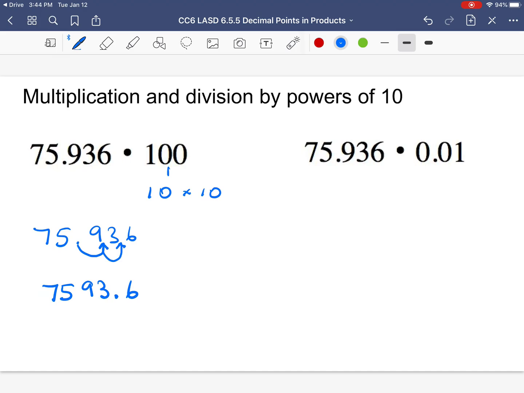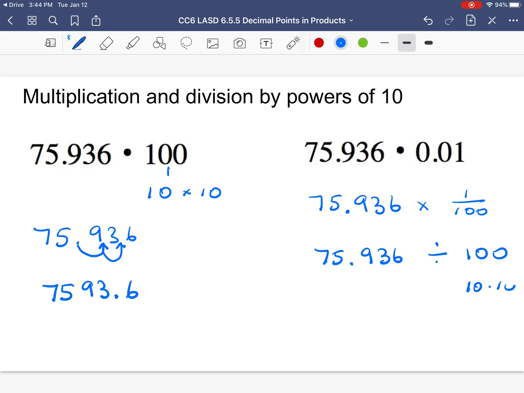So let's look at 75.936 multiplied by 0.01. That's equivalent to multiplying by 1/100th, and that's equivalent to dividing by 100. And we're going to move to the left, and 100 is equivalent to 10 times 10. So we'll move 2 times to the left, because we're dividing by 10 and dividing by 10 again. And we'll get 0.75936.